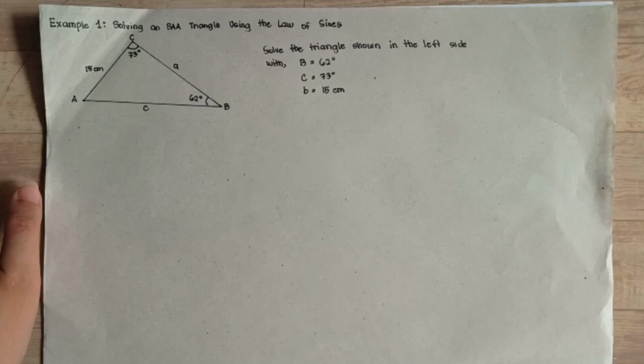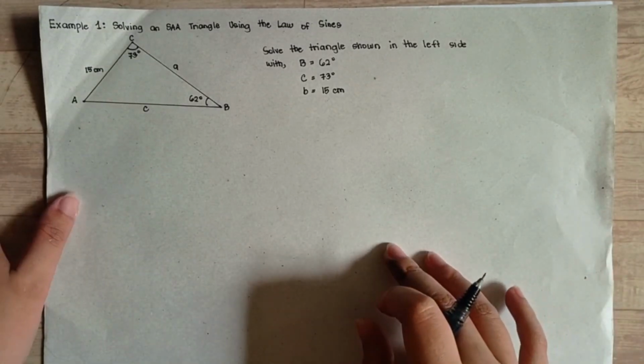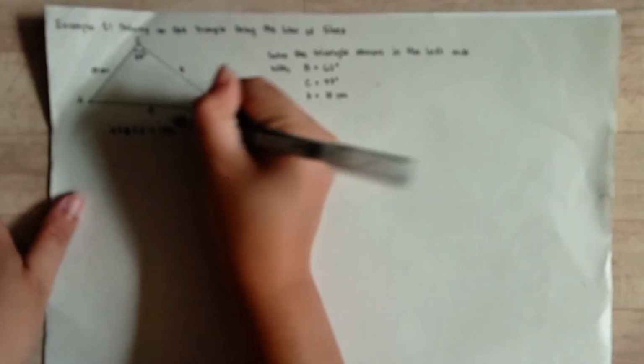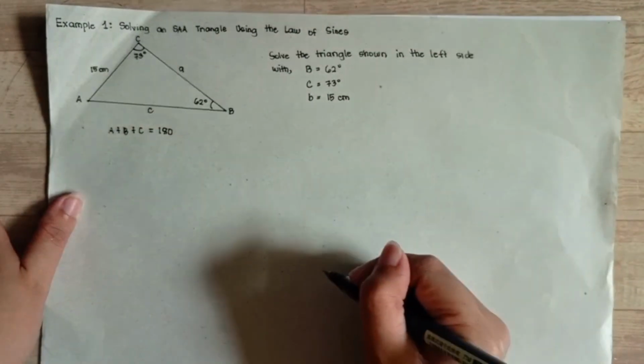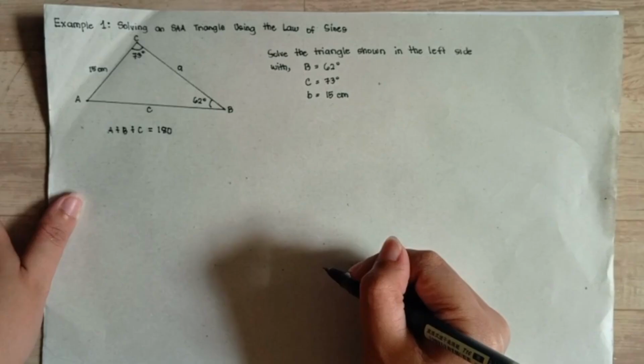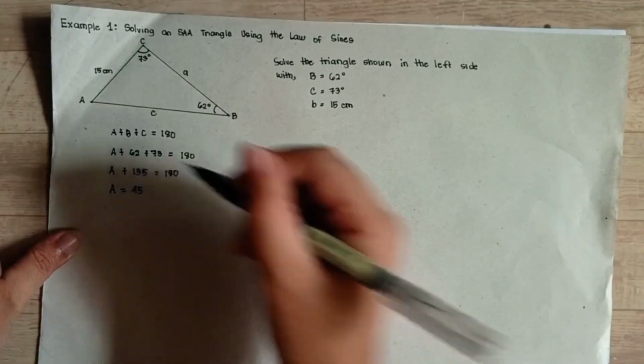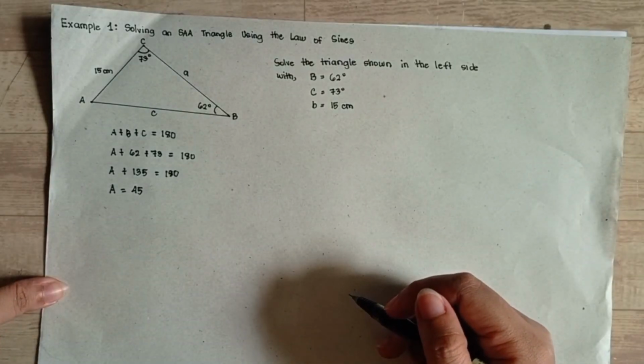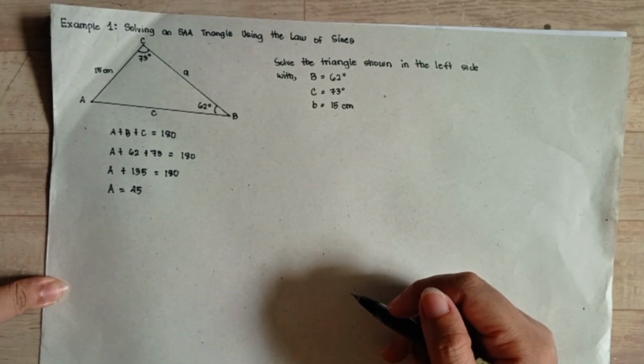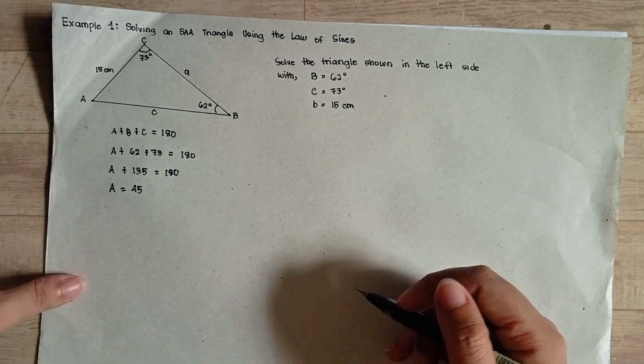In this example, the given values are B equals 62 degrees, C equals 73 degrees, and lowercase b is 15 centimeters. The first step is to find angle A. Since the sum of the interior angles of a triangle is always 180 degrees, we use A plus B plus C equals 180 degrees. Substitute the known values: A plus 62 degrees plus 73 degrees equals 180 degrees. Solving, A equals 45 degrees.